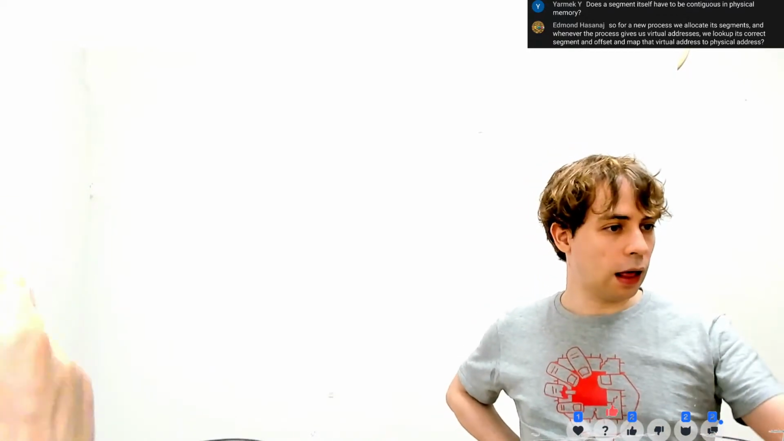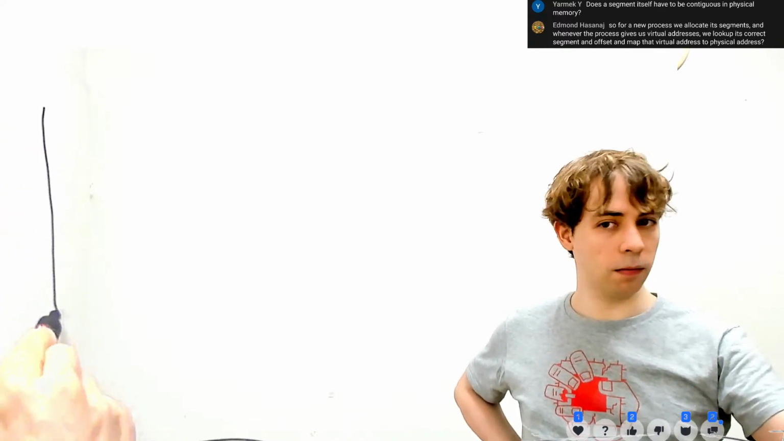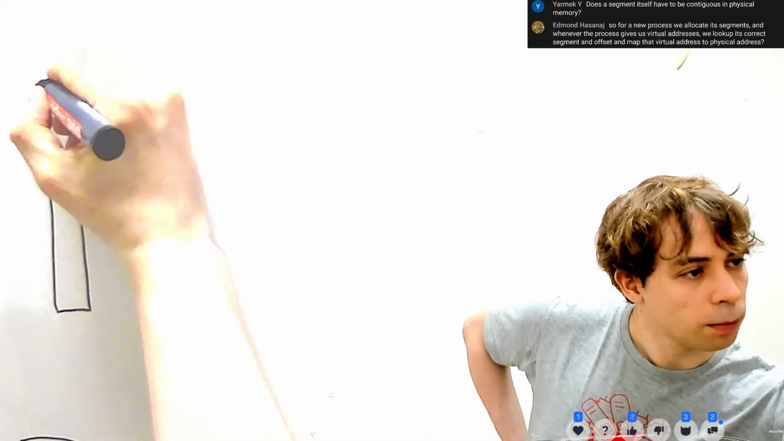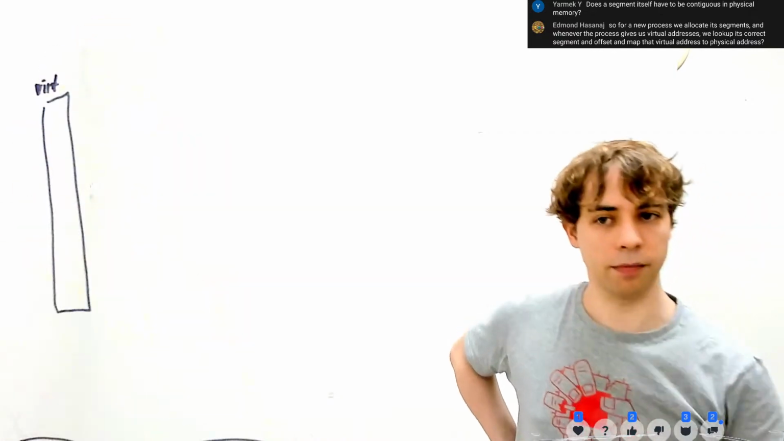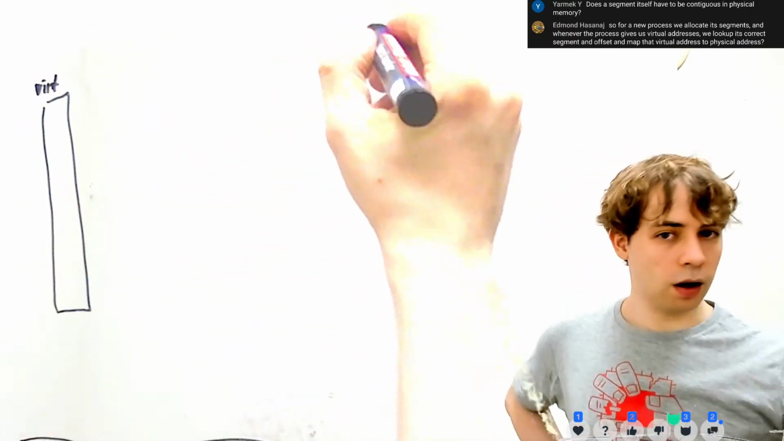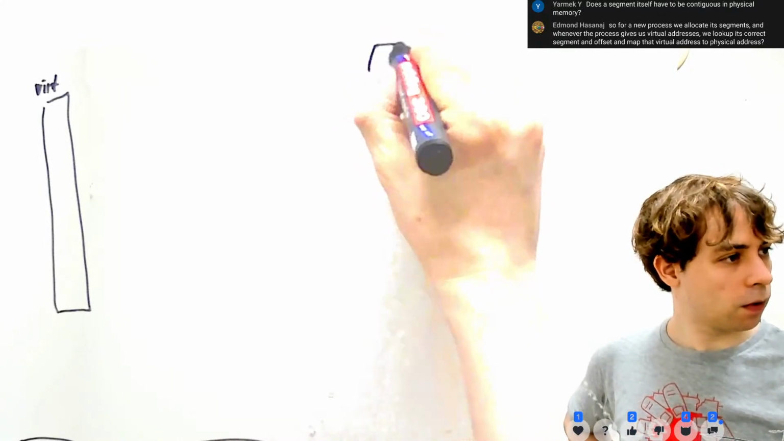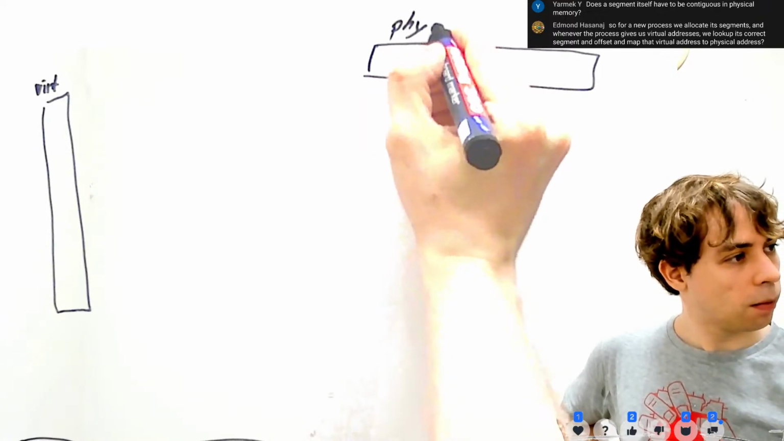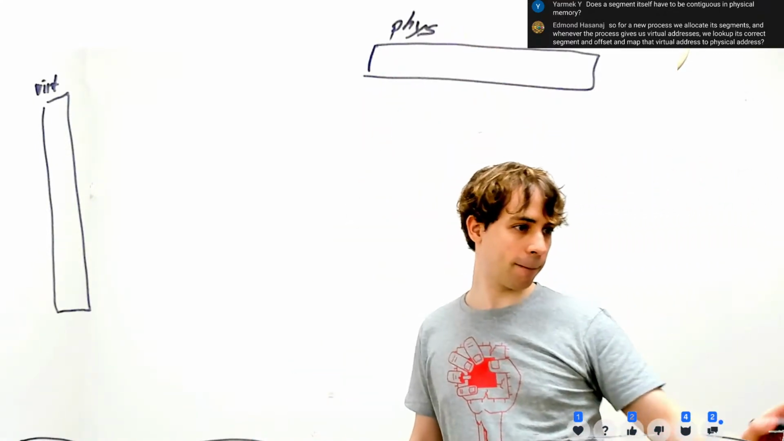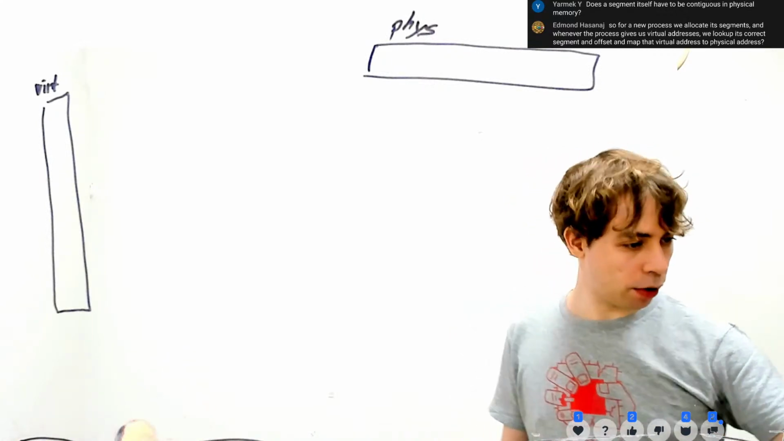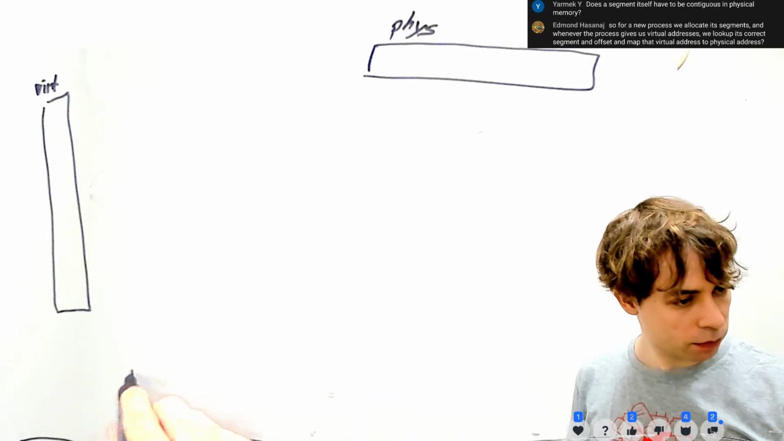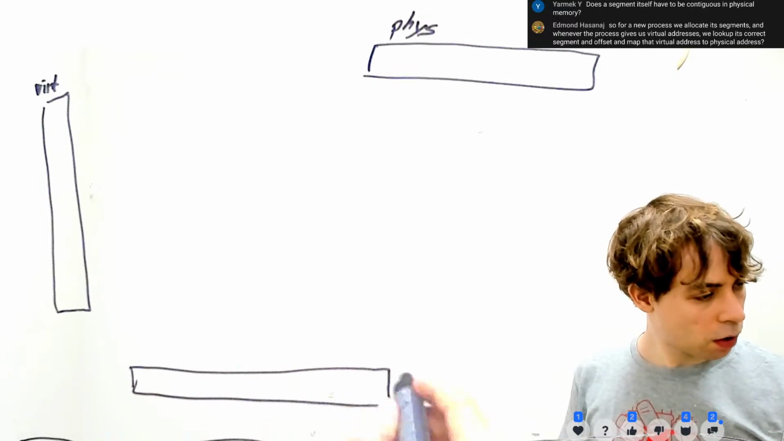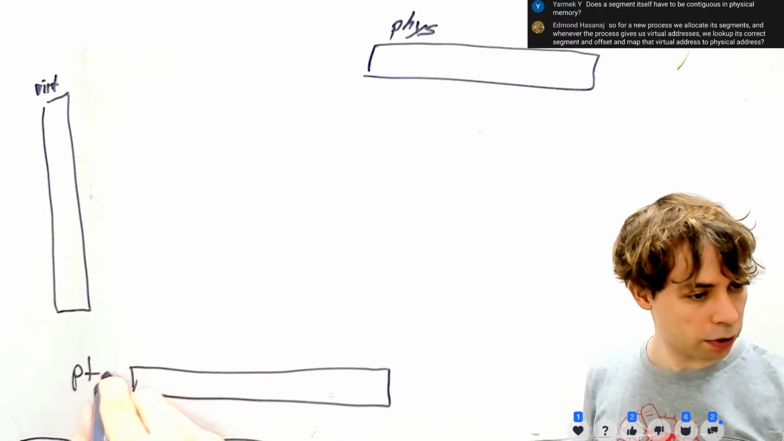We take the virtual memory here. I hope you can read this, the virtual memory. And I draw some physical memory up here. This is the physical memory. And we also have some pointer. I will draw the pointer here. This is the pointer. Let me write that down here, pointer.